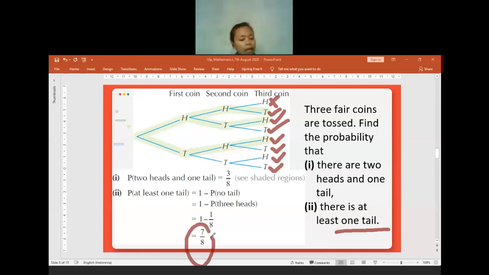You can make a list one by one, or you can find the opposite. No tail means all of them are heads.